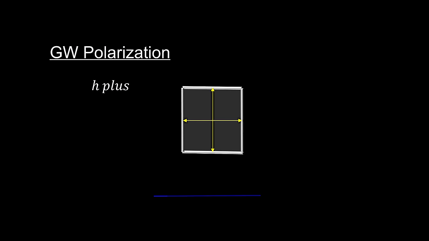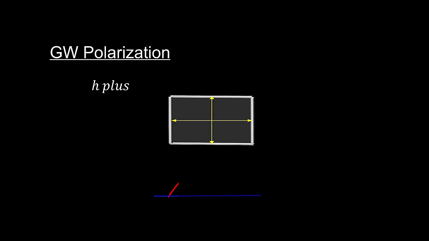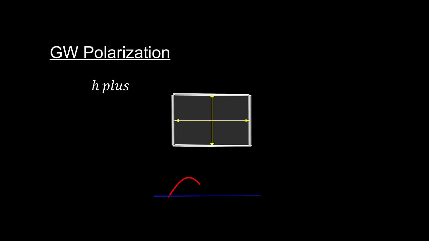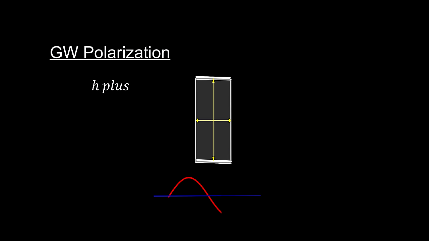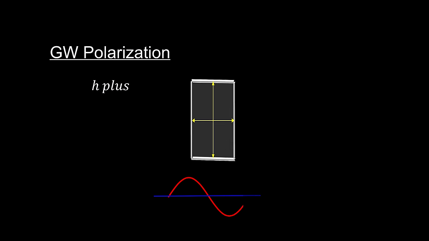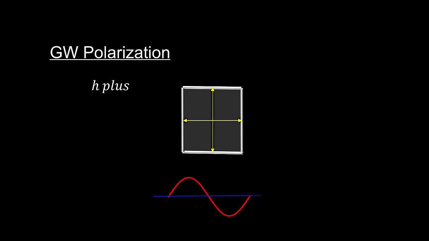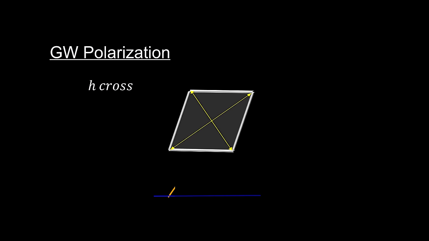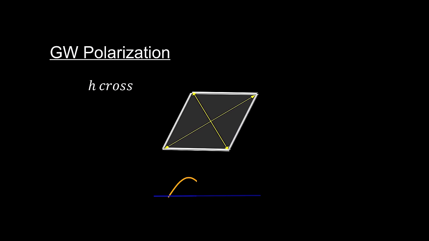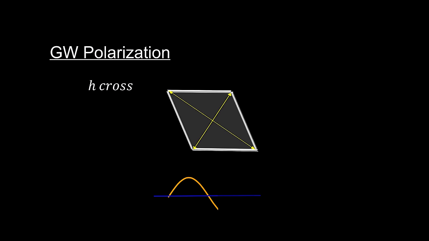Here's an exaggerated look at what an oscillating H+ polarized gravitational wave does to a square plate it passes through. Again, the wave is passing into the page. For an H-cross polarized wave, the effect would be similar but shifted 45 degrees.